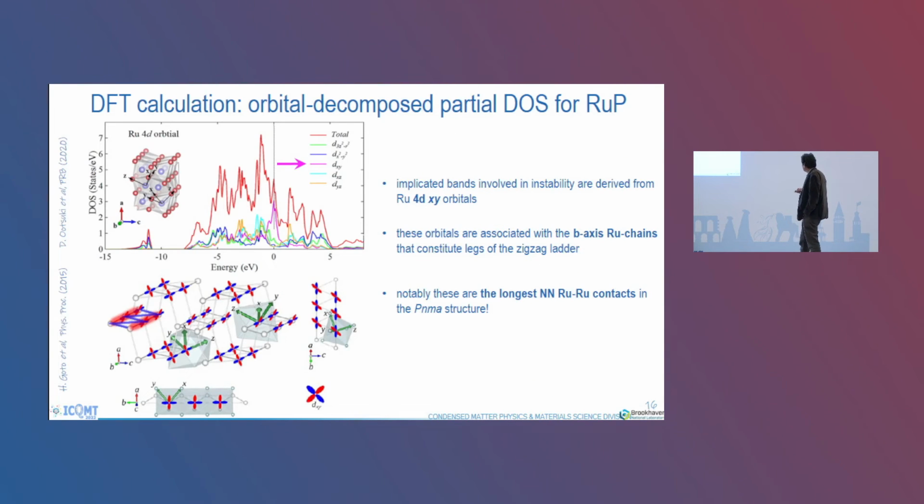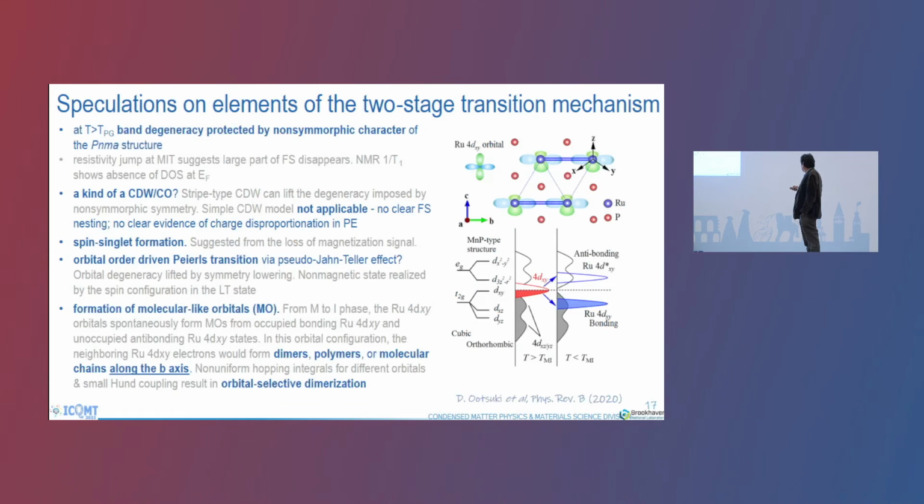So if you do a DFT calculation that is orbitally decomposed, you can track that the principal instability is originating from dxy bands, derived from dxy orbitals, which are running along those longest chains along the b-axis. And so, okay.